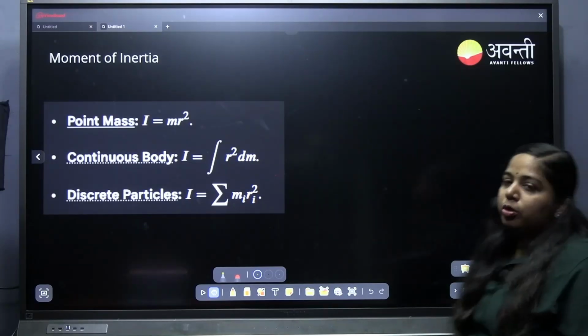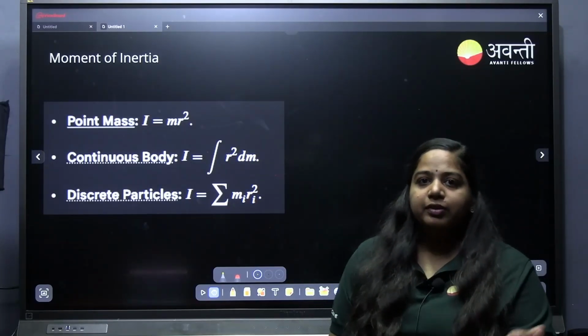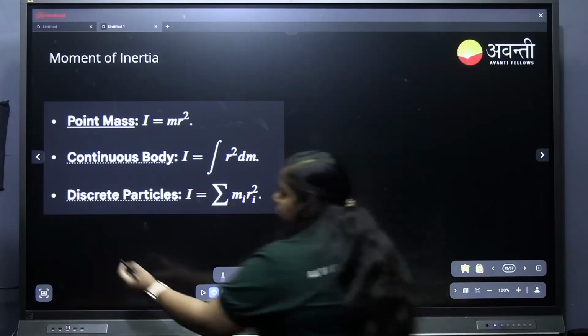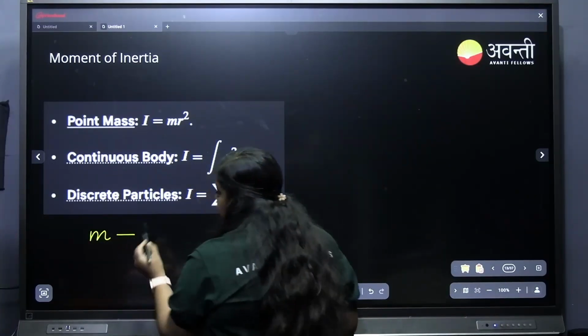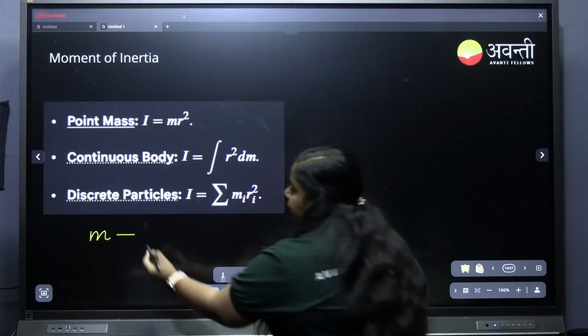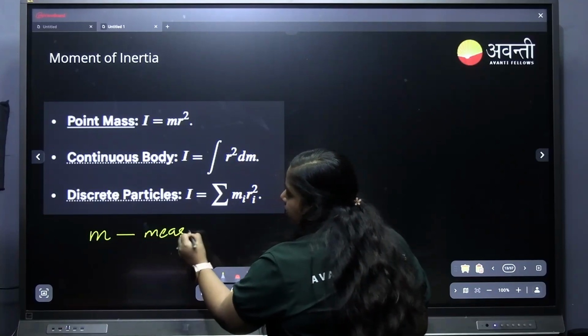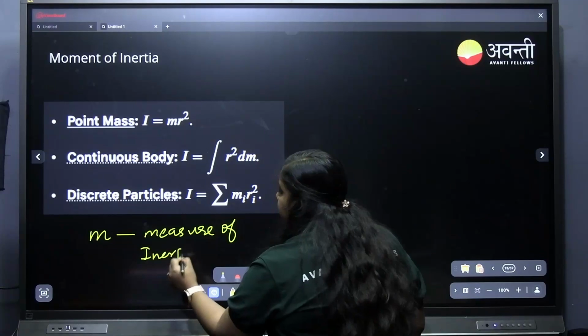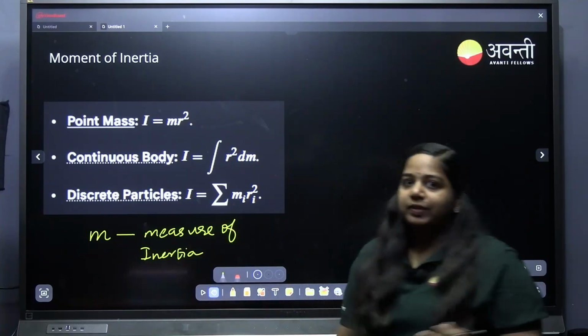Now coming to moment of inertia. Okay, moment of inertia is the mass analog in rotational motion. So mass is the measure of inertia. Why do we say that?